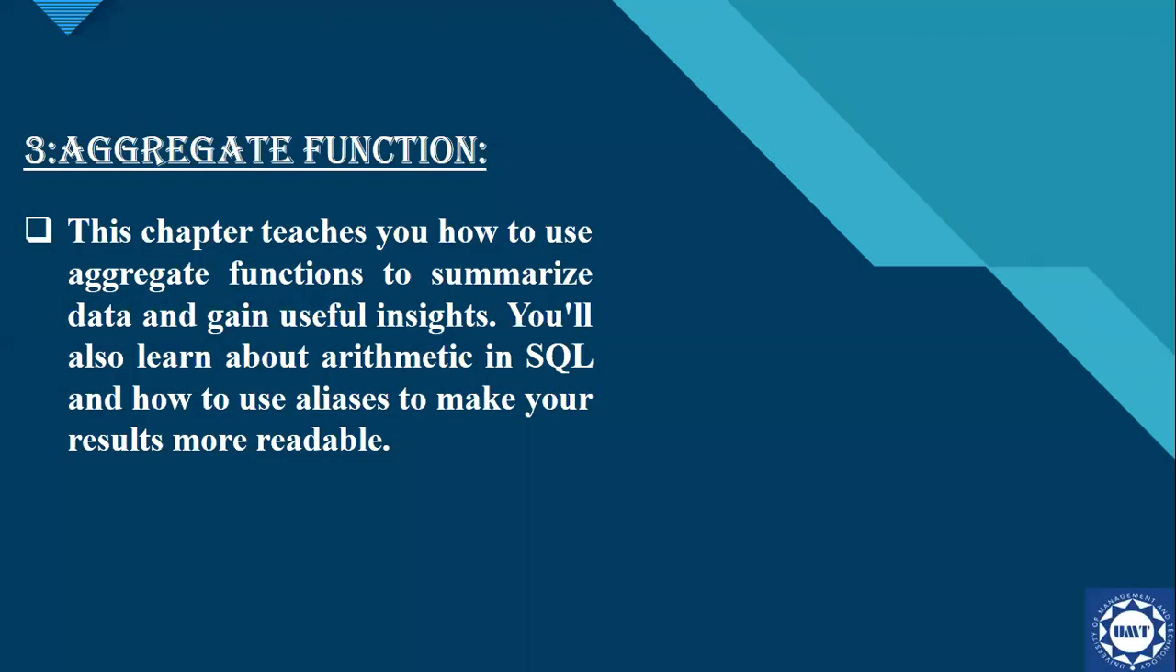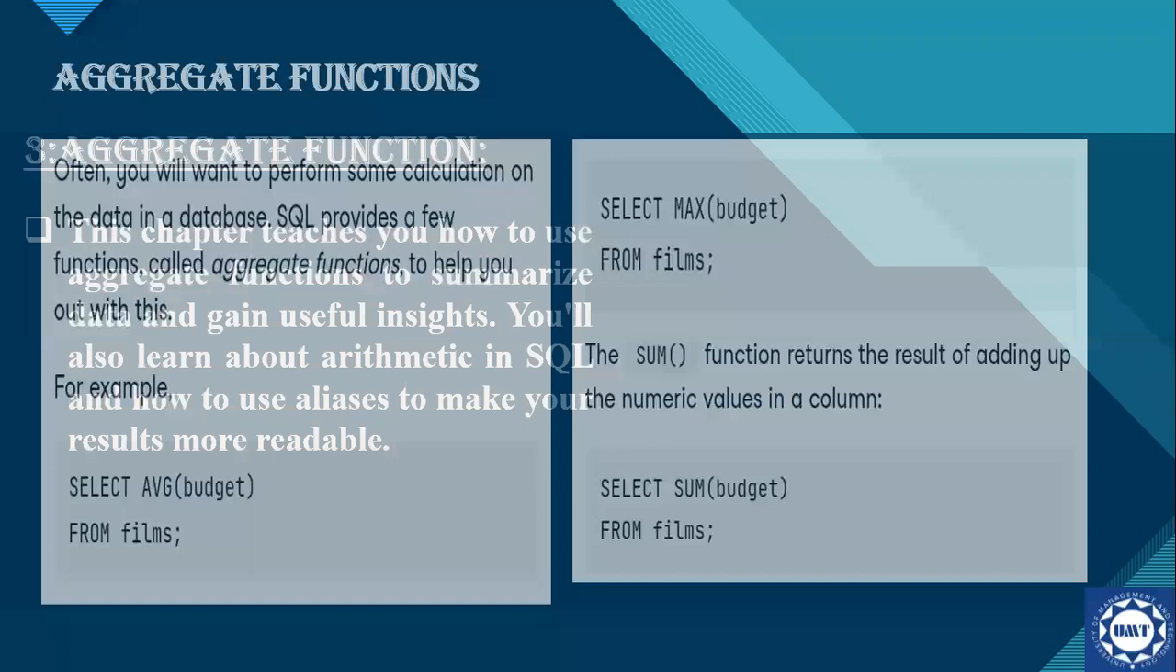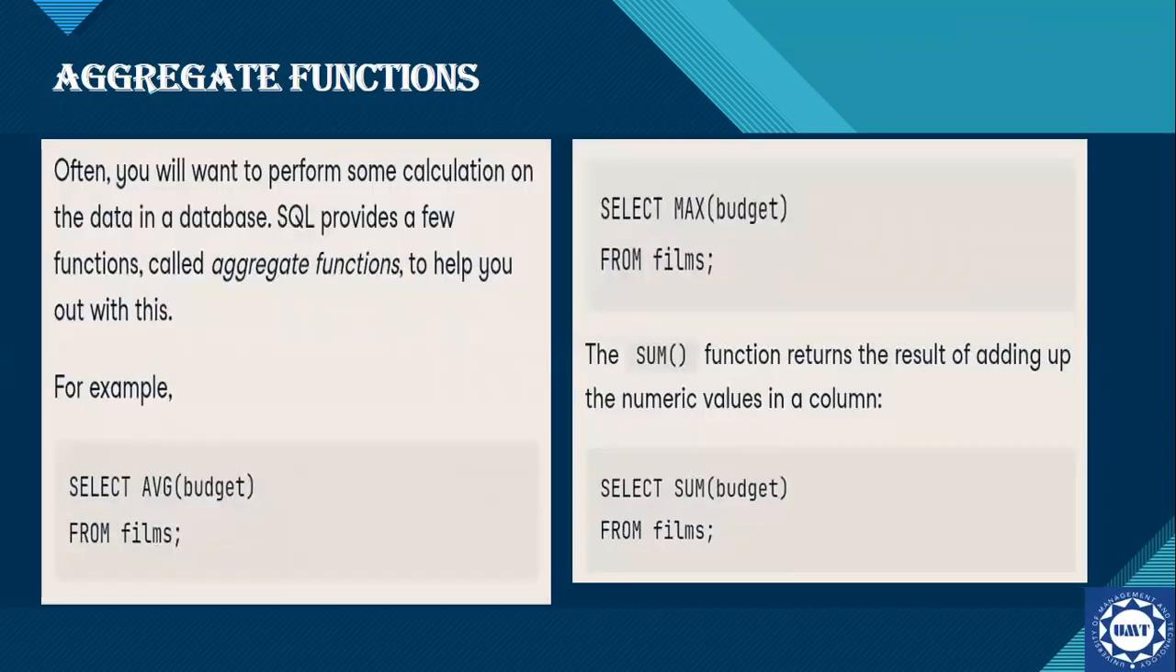Then there is the third chapter of this course, which is aggregate functions. This chapter teaches you how to use aggregate functions to summarize data and gain useful insights. You will also learn about arithmetic in SQL and how to use aliases to make your results more readable. Aggregate functions. Often you will want to perform some calculation on the data in a database. SQL provides a few functions called aggregate functions to help you out with this. For example, average, maximum, sum.